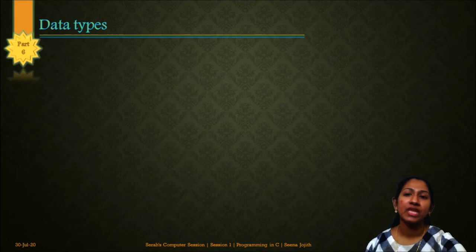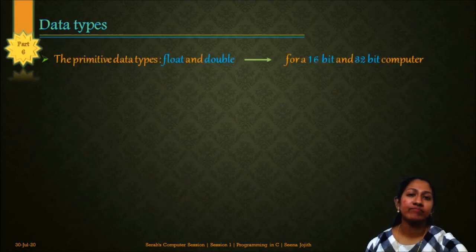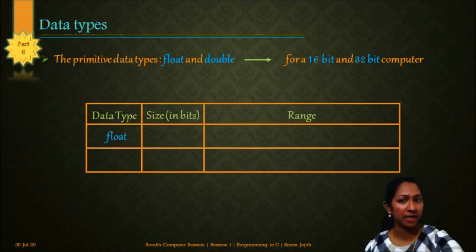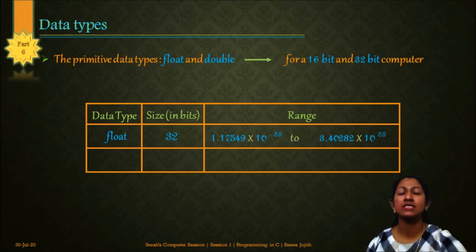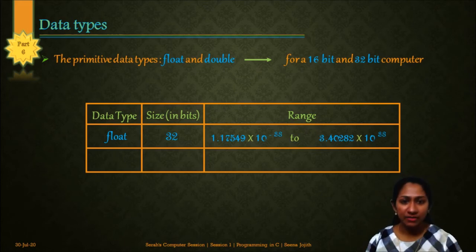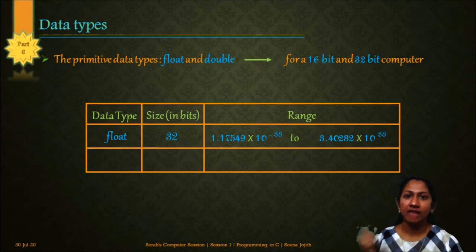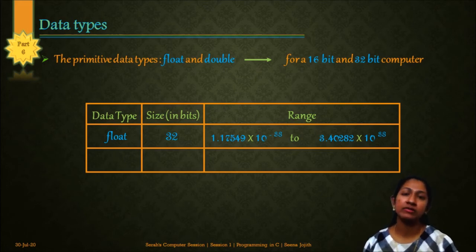Okay, now let's look into the float and double data types. For 16-bit and 32-bit computers, they are the same. Now here I'm not going to explain how you get the range of values, because the range of values is really difficult to memorize. Just understand the range, and I will come back to this slide after taking the floating point representation class, maybe in the near future.